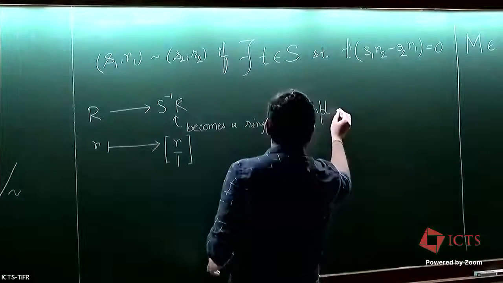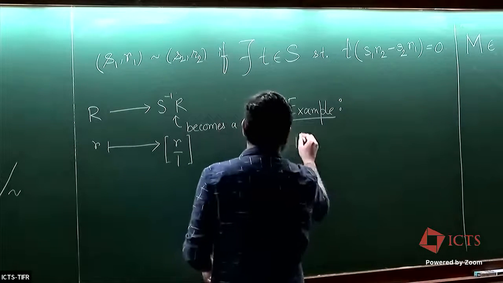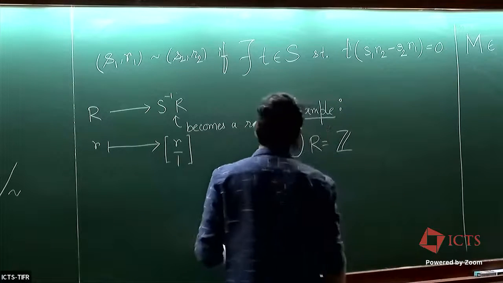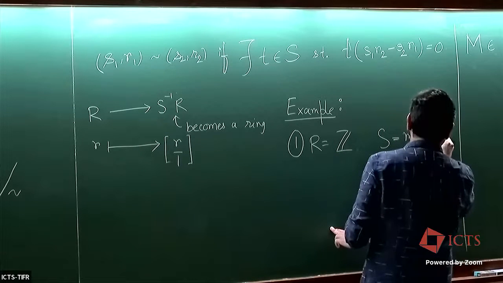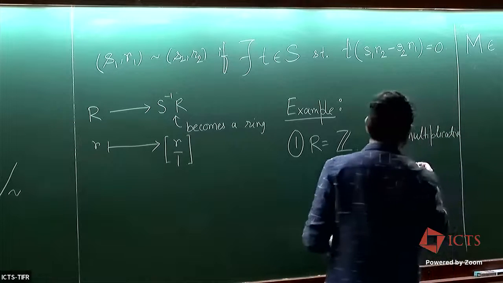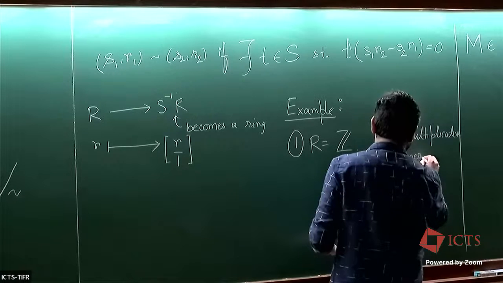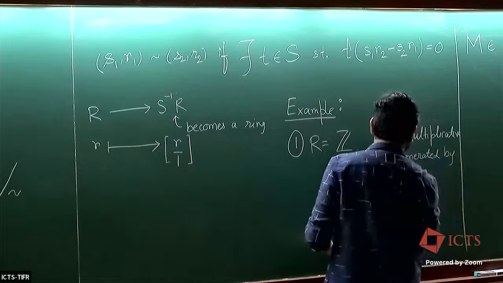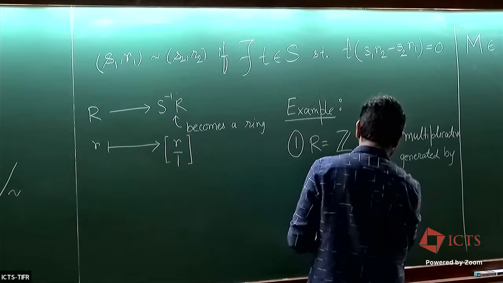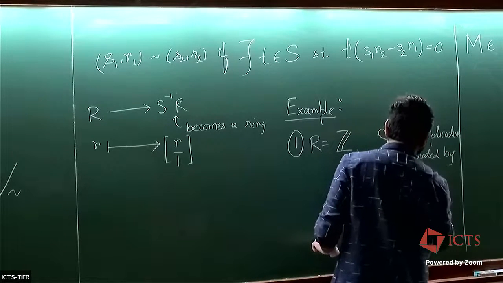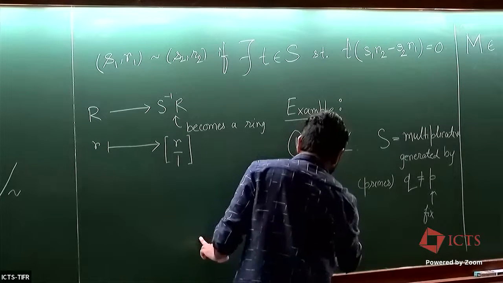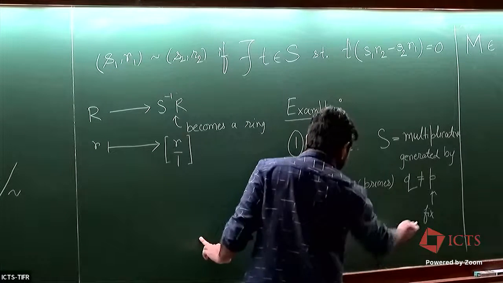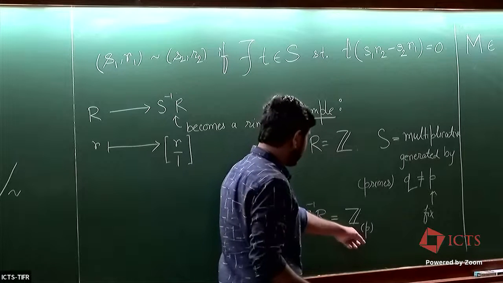So let's look at a few examples. If I start with the ring of integers, and if I take S to be the multiplicative set generated by primes q which are not equal to a particular fixed prime p, then this S inverse R is denoted as Z localized at p.